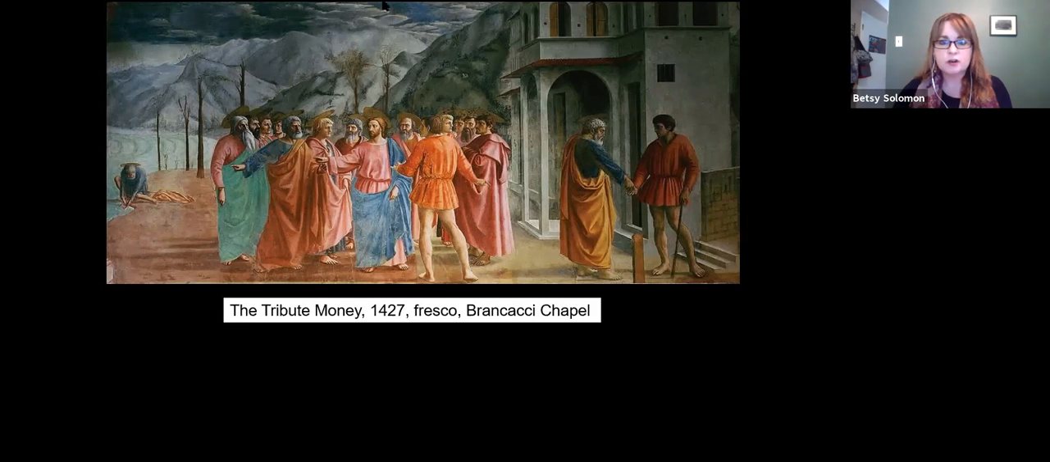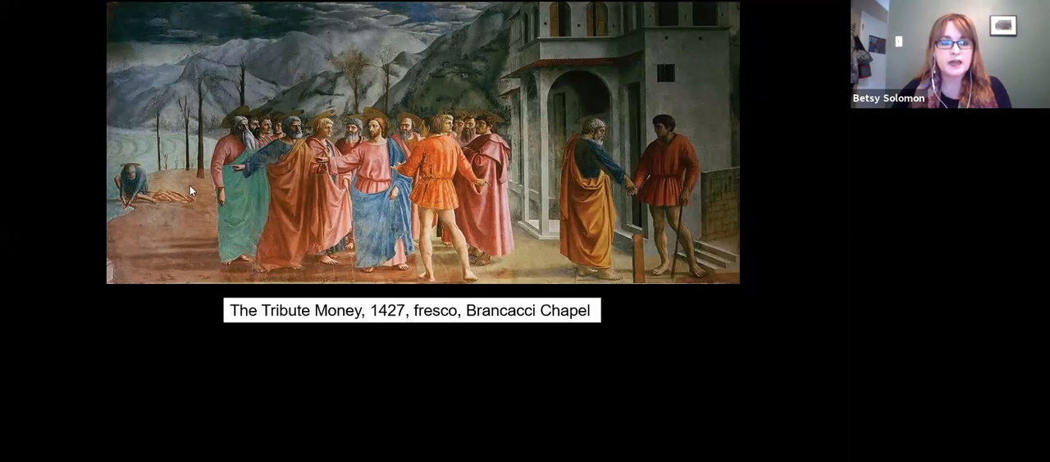So let's just start in the center. The story of the tribute money is told in Matthew, and we have Christ right here, and he instructs Peter right here to go catch a fish, because in the mouth of the fish he will find money that they have to pay the tax collector. And this individual here is the tax collector. So here we have Peter, and he's been summoned off, fingers pointing in this direction.